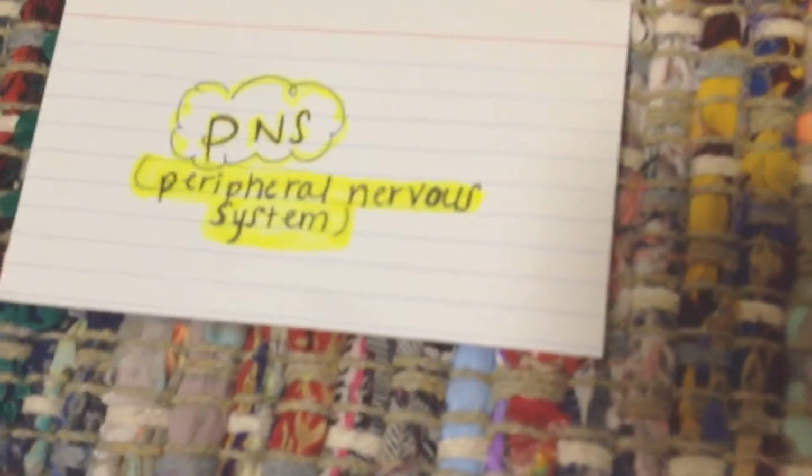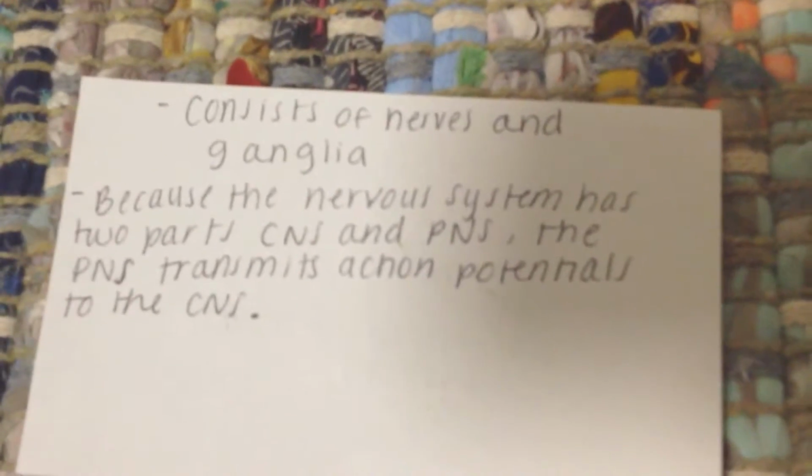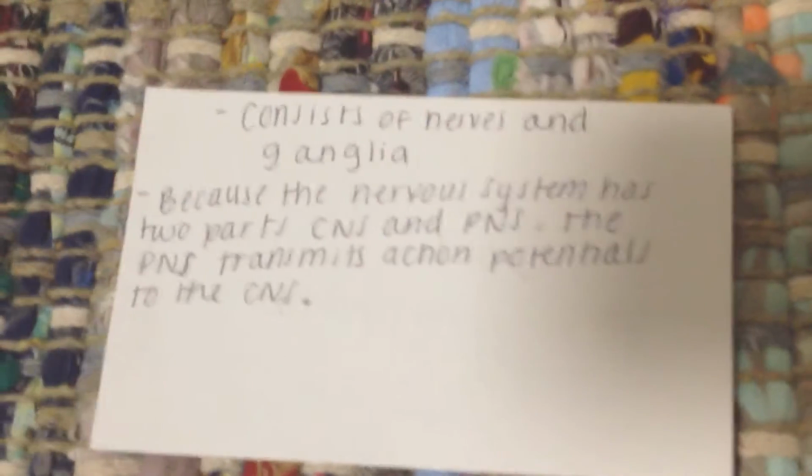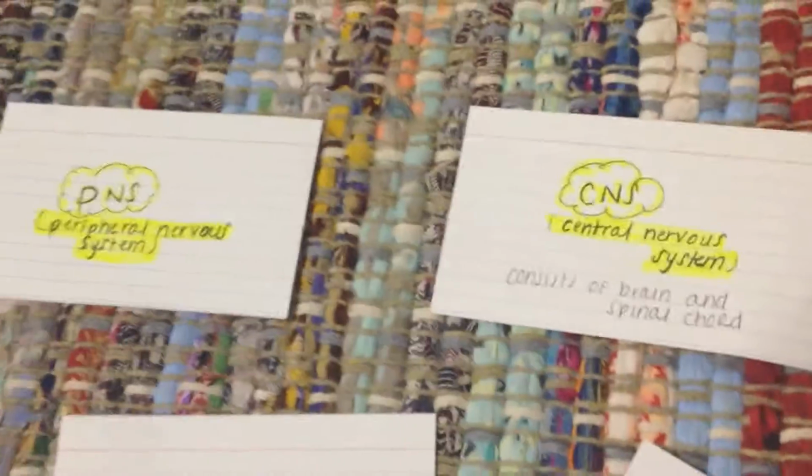The peripheral nervous system consists of nerves and ganglia. Because the nervous system has two parts, the CNS and PNS, the PNS transmits action potentials to the CNS. So they are both important for an action potential.